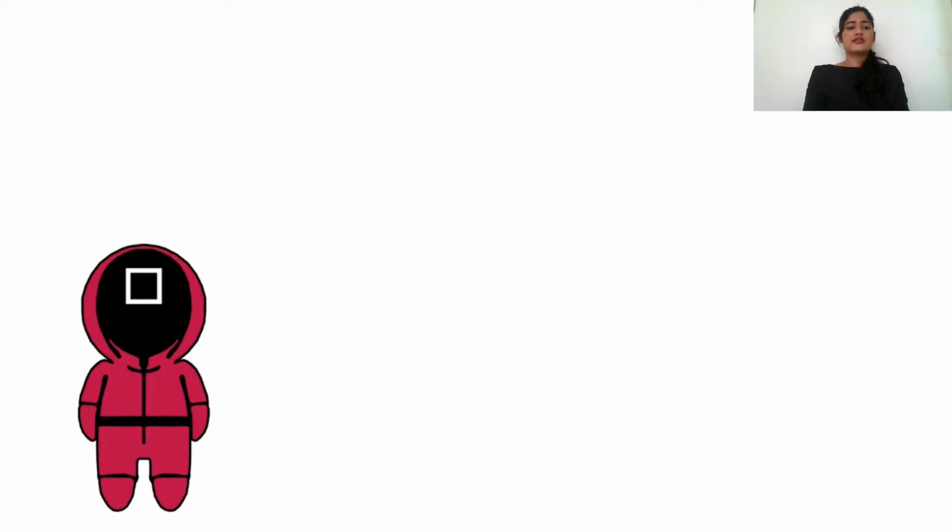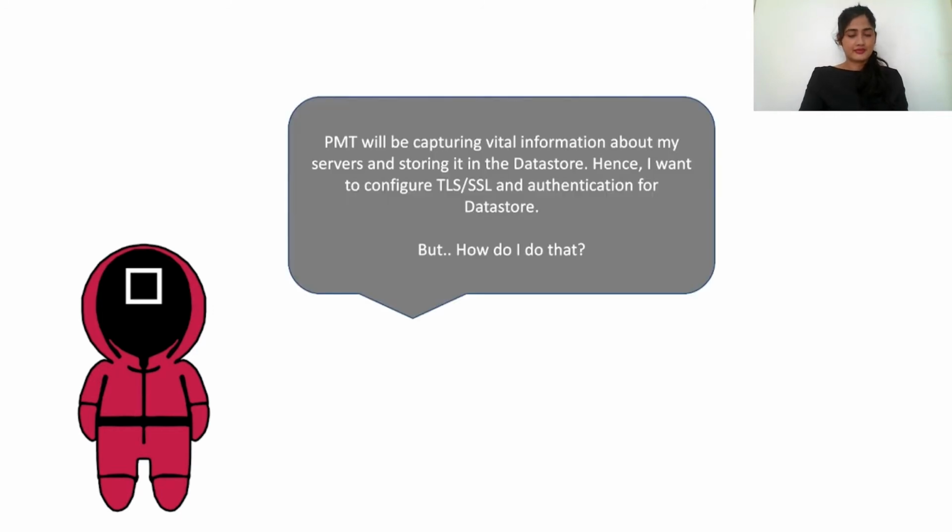So here we have a user, and let's say he has built a lot of applications on CF and is now using PMT for monitoring his CF related and application related data. So let's see what he has to say. He says that PMT will be capturing vital information about my servers and storing it in the data store. Hence, I want to configure TLS or SSL and authentication for the data store. But how do I do that?